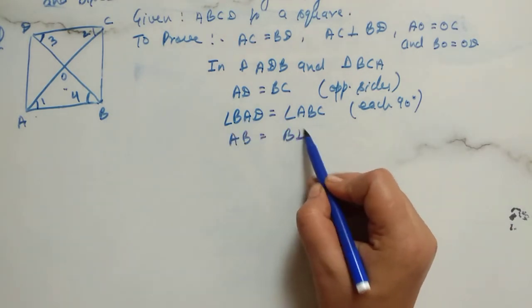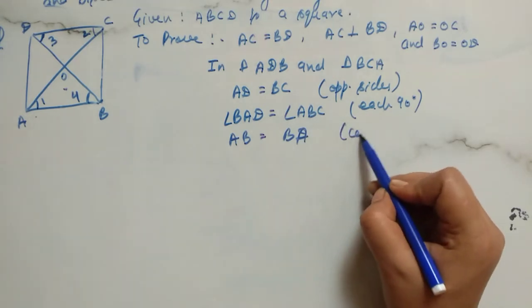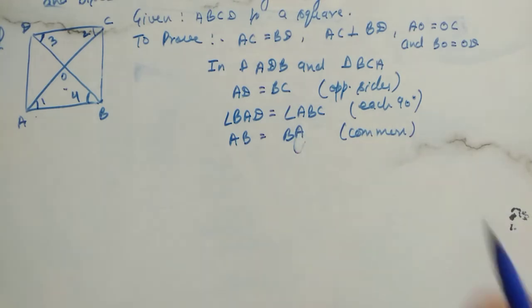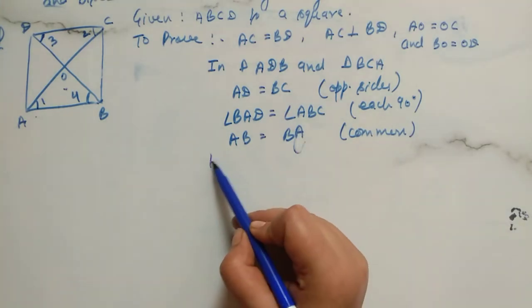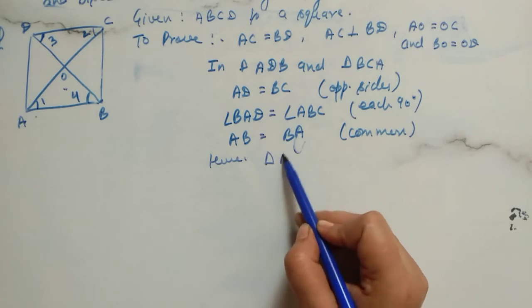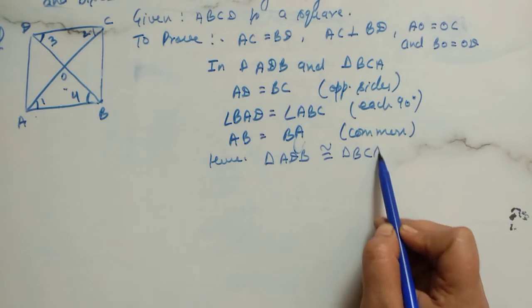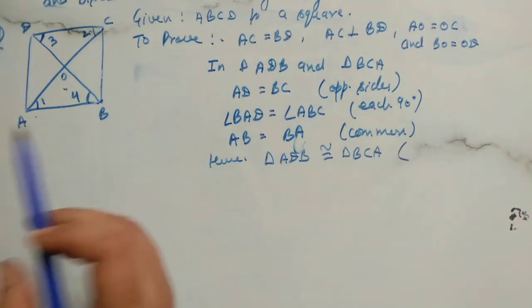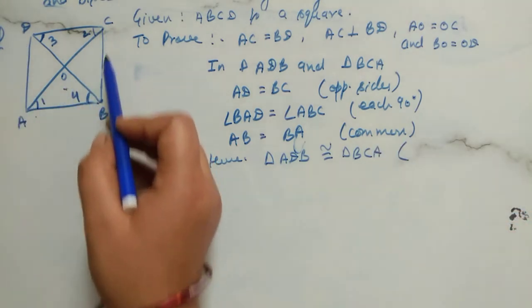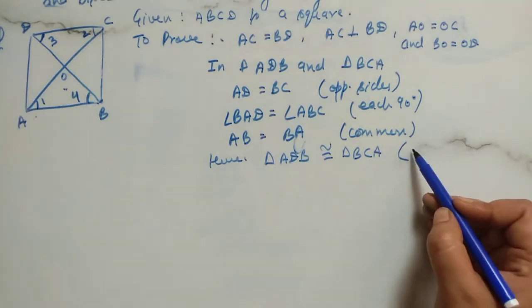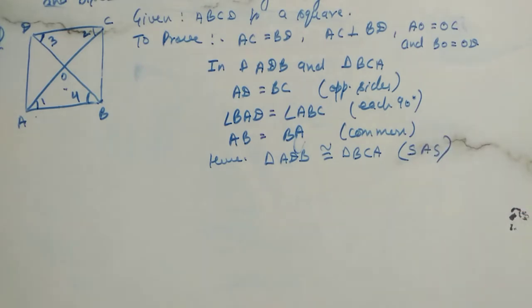This side is the common side, it is in both triangles. So triangle ADB is congruent to triangle BCA. Just see the criteria: AD is equal to BC, AB is common, and these two angles, so the criteria is SAS. Once both triangles are congruent, then the remaining sides are equal.